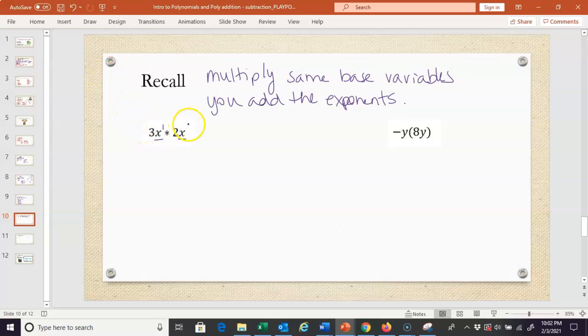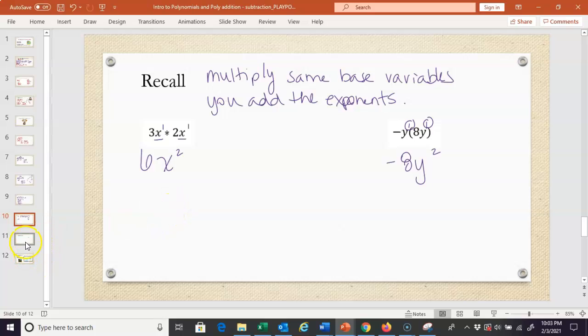Remember, this is a 1 here and a 1 here. So we have 3 times 2 is 6, x squared. 1 plus 1 is 2. Here we can do the same thing. It's just written a little differently. Remember, something right next to a parentheses also means to multiply. So when we multiply y times y, you get y squared because 1 plus 1 is 2. So we're going to have negative 8y squared.